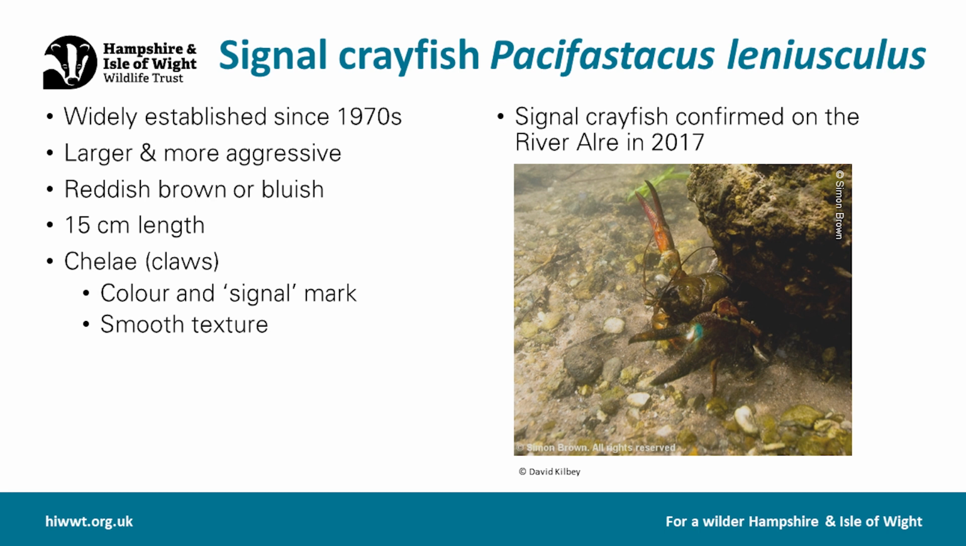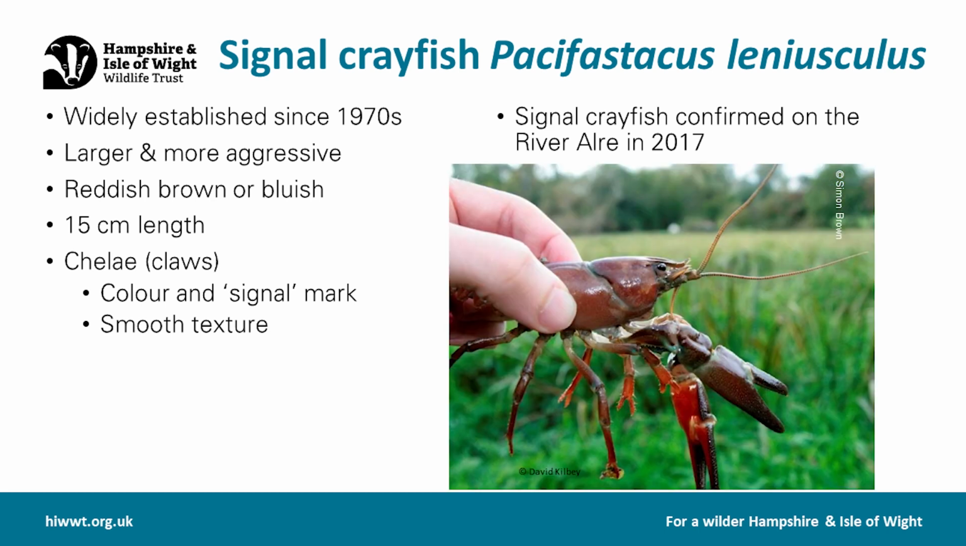They tend to be a reddish brown or bluish coloration and can grow up to 15 centimetres long. On the claws, they have a reddish coloration on the underside, you can see here. And then they have this white patch on the claws between the two parts of the pincers. And this is where they get the name signal crayfish from. That's the signal of the name. This is another picture that shows very well the reddish coloration. You can see the signal patch just here and here. They have a much more generally smooth texture to the carapace and the claws, much more so than the native crayfish.